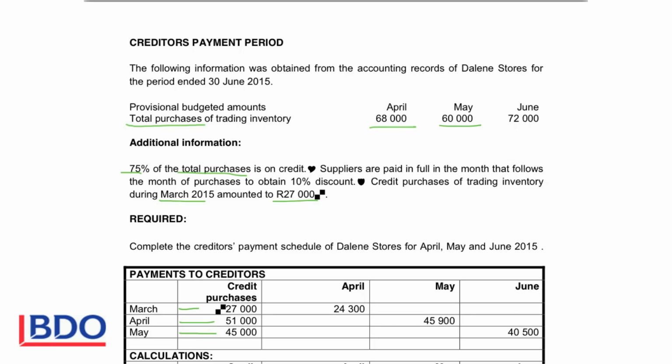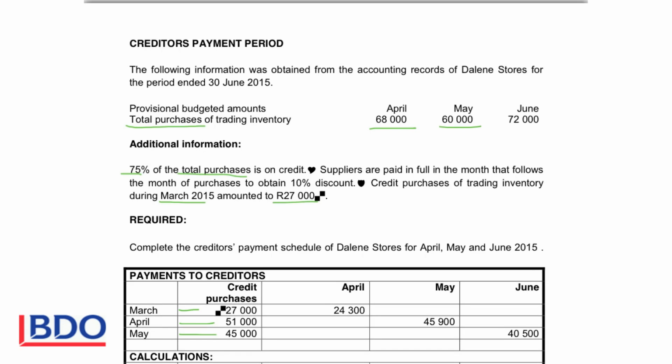I have to determine how this payment will be made, and they tell me here that suppliers are paid in full in the month that follows. That is very important to determine whether it is in the same month that you buy the goods or the month that follows the month of purchases. And if we buy something in March, we will pay it in April. And because we pay it in the month following, we will obtain 10% discount. So first of all, we will look at our calculations to determine how much will be paid each month.